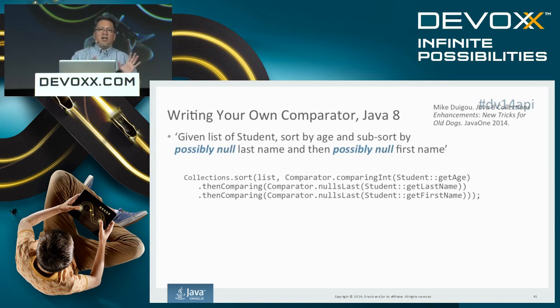So if we turn to my colleague Mike Duigou's example from Java 1 that I showed earlier on, this is what the code looks like now. So we want to compare the ages and then compare nulls last name, and then compare nulls last variation on the first name. It's pretty simple. You can read what's going on here. We're first comparing by age, then last name by first name with proper null handling. Pretty easy. We had dozens and dozens of lines of code compressed down to 3 lines here.